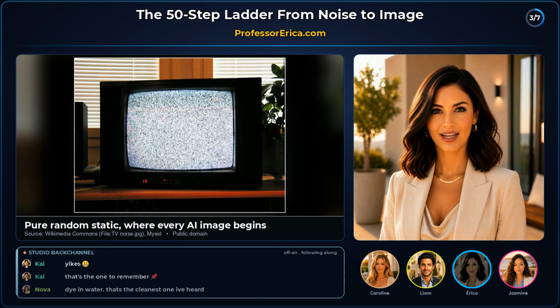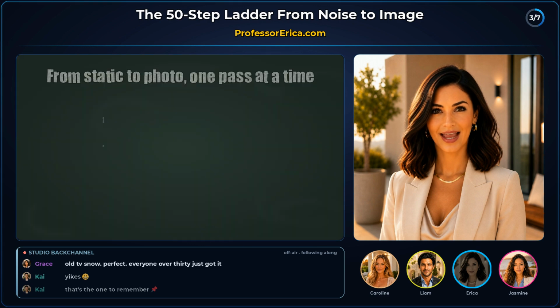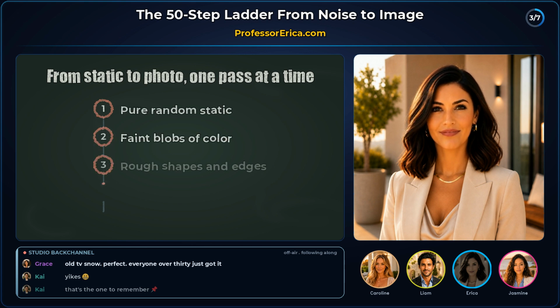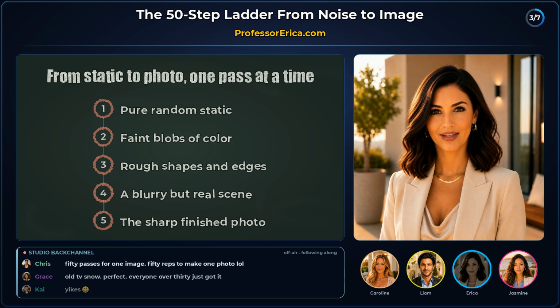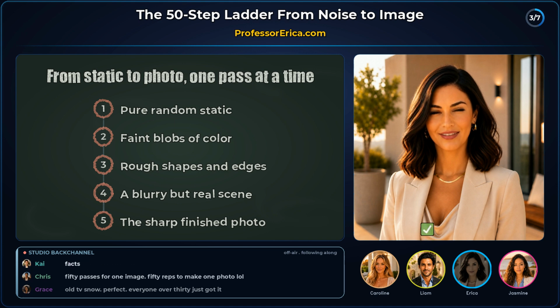Let me put the whole ladder on the board. Rung 1, the pure static we just saw. The model does its first pass and asks, if this were a fuzzed photo, what noise would I remove? It peels a layer, and rung 2 appears. Faint blobs of color, no shapes yet. It runs the exact same guess again on its own output. Rung 3, rough shapes and edges start to firm up. You can tell there's a horizon, maybe a figure. Rung 4, a blurry but real scene, almost there. And rung 5, dozens of passes in, the sharp finished photo.